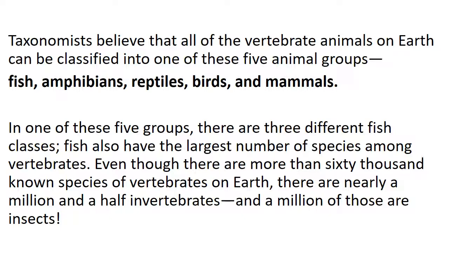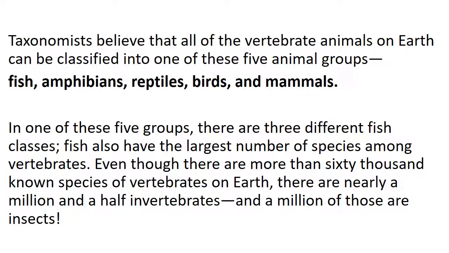Taxonomists believe that all vertebrate animals on Earth can be classified into one of these 5 animal groups: fish, amphibians, reptiles, birds, and mammals. In one of these 5 groups, there are 3 different fish classes. Fish also have the largest number of species among vertebrates.